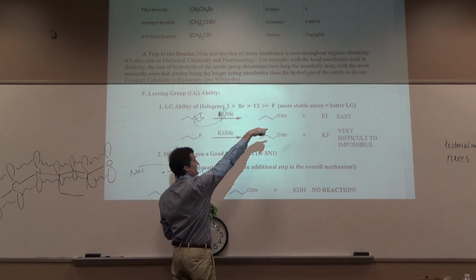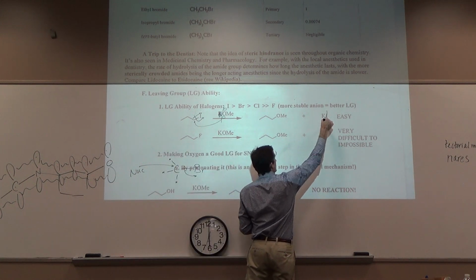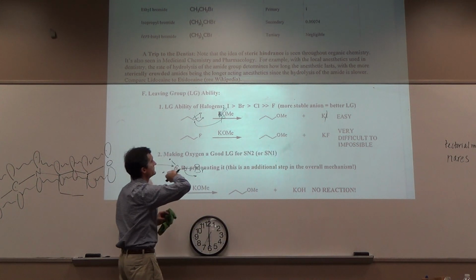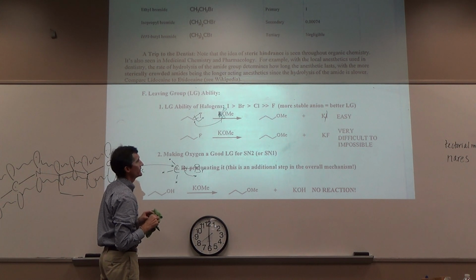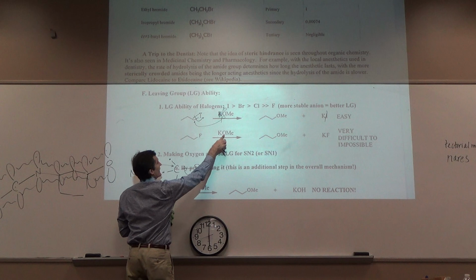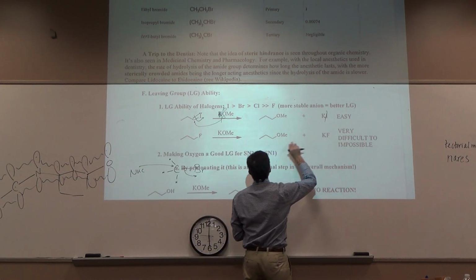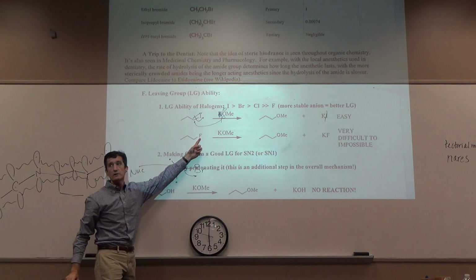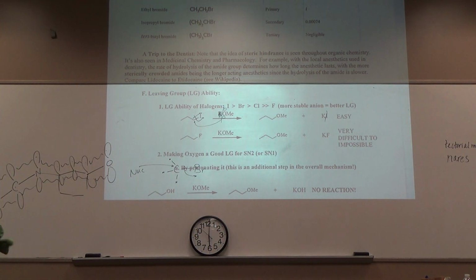That reaction's pretty easy up there. And we make I minus. See, that's ionic. It's I minus K plus. Ignore your spectator ions. They got to be there, but they don't do anything. You try to do it down here, you're not going to displace the F. Very difficult to impossible. We say that the F is a poor leaving group. Because the chemistry just doesn't take place. It won't leave.